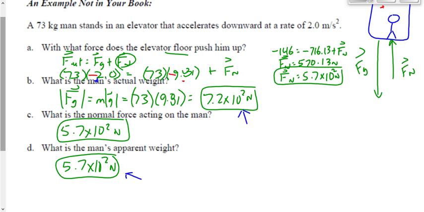This becomes negative 7.2. Take it over by adding. We end up getting an FN of 0. The normal force would be 0. In other words, you would feel weightless. You would also feel as if the weights you were trying to lift were weightless. So you wouldn't have to do any work to lift those big heavy weights because they're not heavy anymore. Yeah, but so would you. You'd be going down with it, right?